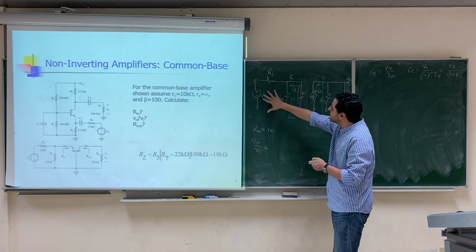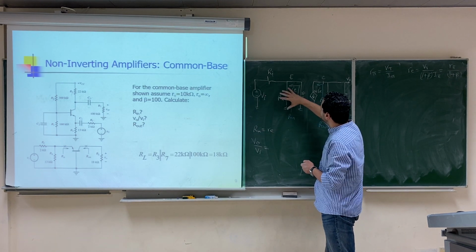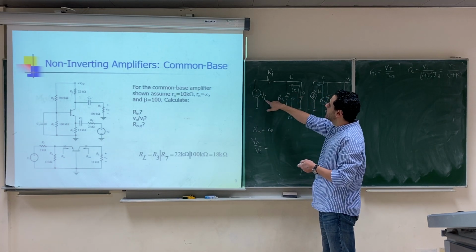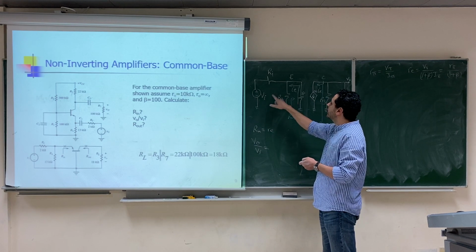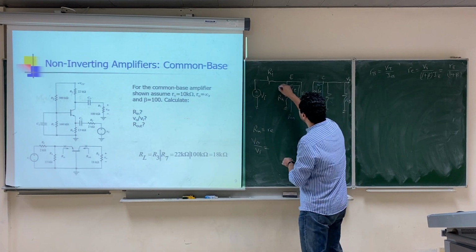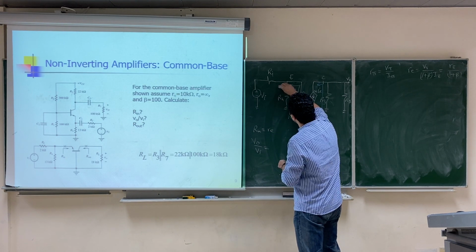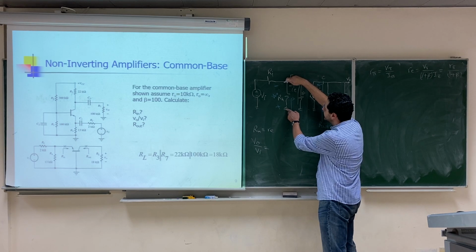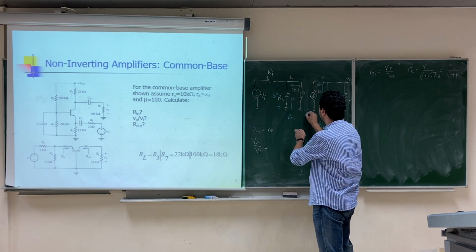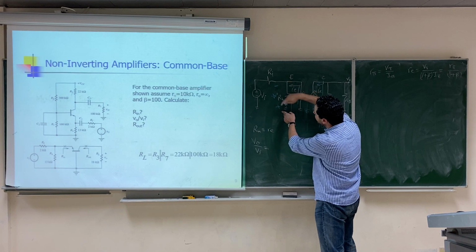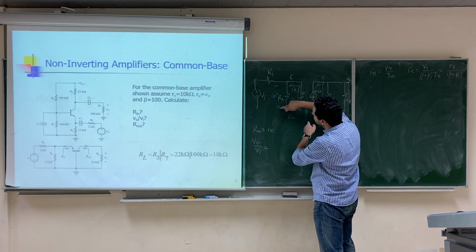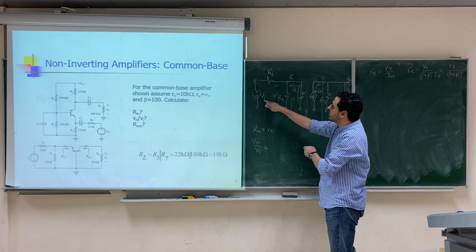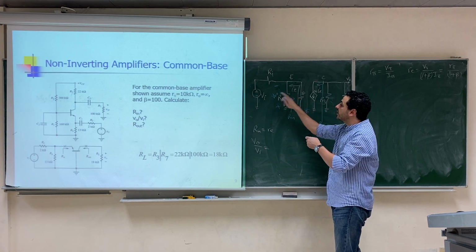Why? Because in the other circuit, we need to get a ratio between VBE and V input. It's easier to get a relation between VBE and VI than between IE and VI. VBE, by the way, is the voltage here between the base and the emitter. This is the base, and the base is the ground. So VBE is the voltage between the base and the emitter, where the positive is towards the base and the negative towards the emitter.